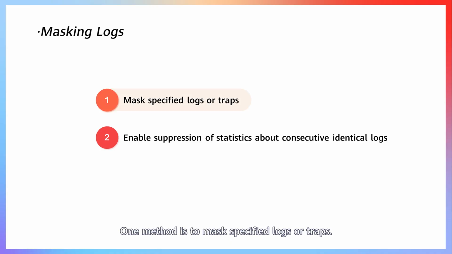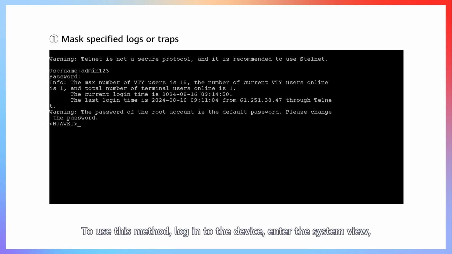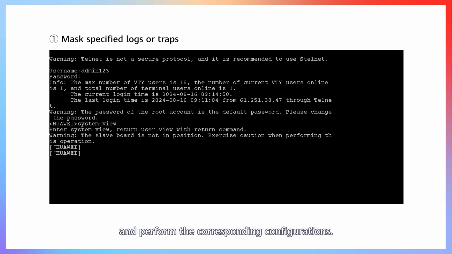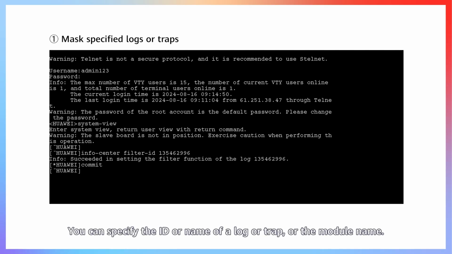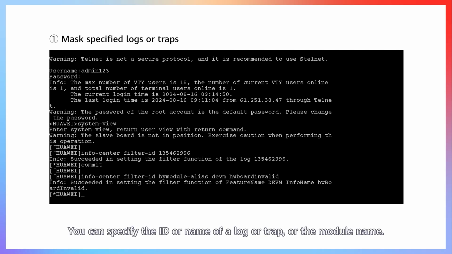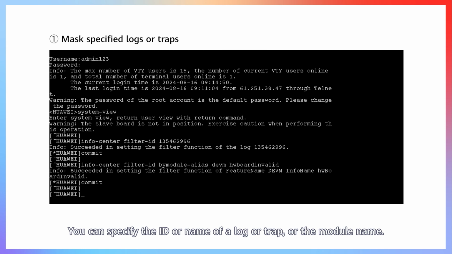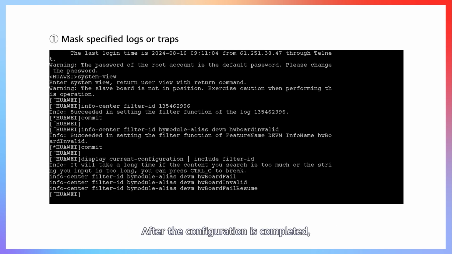One method is to mask specified logs or traps. To use this method, log in to the device, enter the system view, and perform the corresponding configurations. You can specify the ID or name of a log or trap, or the module name. After the configuration is completed, you can check whether the log masking configuration is correct.